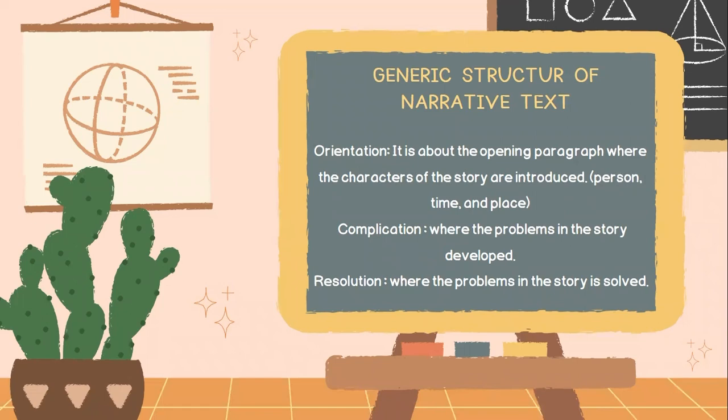Then there is complication, where the problem in the story develops. It is increasing the problem. It can be the climax of the story when the crisis is rising up. Then the last one is resolution, where the problems in the story are solved. It is time to solve the problem. It is usually called anticlimax. It means that the problem can be solved, whether bad or good.